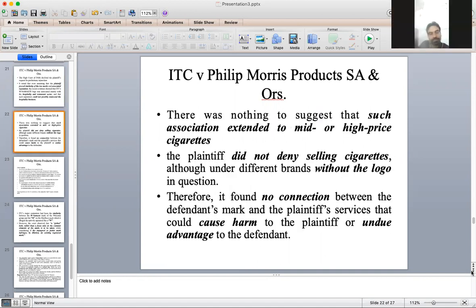There was nothing to suggest that such association extended to mid or higher-priced cigarettes. The second point is that the plaintiff did not deny selling cigarettes, although under different brands, without the logo in question. That has been endorsed by the plaintiff also. Therefore, the court found no connection between the defendant's mark and the plaintiff's services that could cause harm to the plaintiff or undue advantage to the defendant.